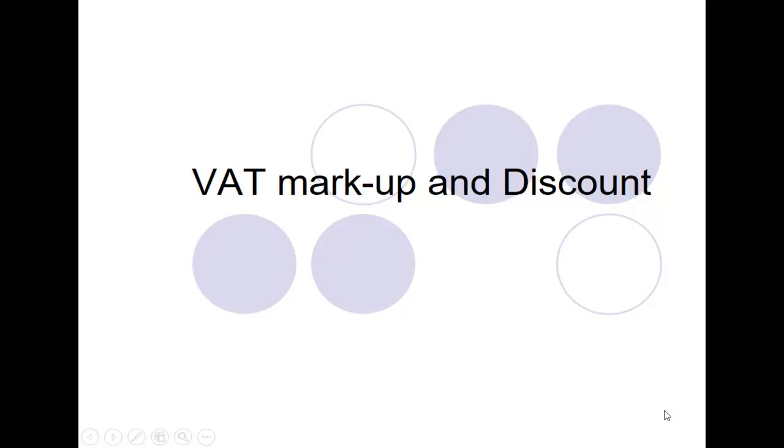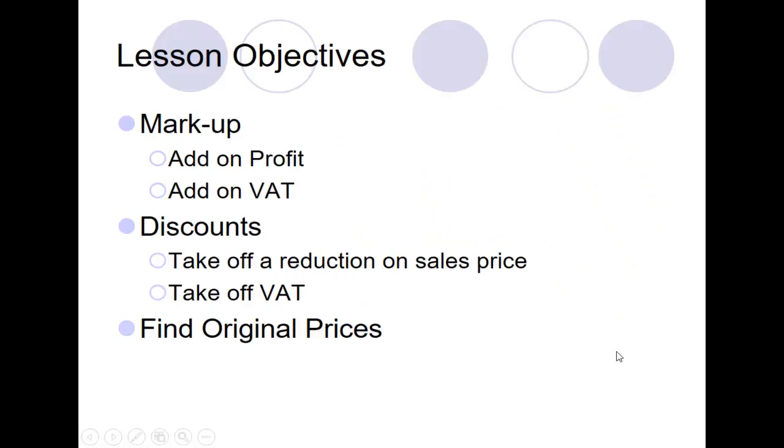In this video we're going to take a look at markups and discounts, really adding on and taking off percentages and making sure that we get all of those correct. So our objectives then are looking at markup. This is based on cost, and you're maybe adding on a profit level, or you're adding on VAT, value added tax or sales tax.